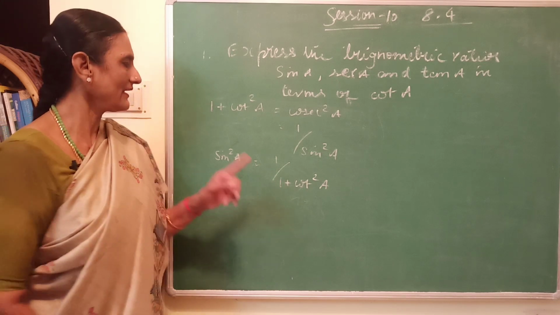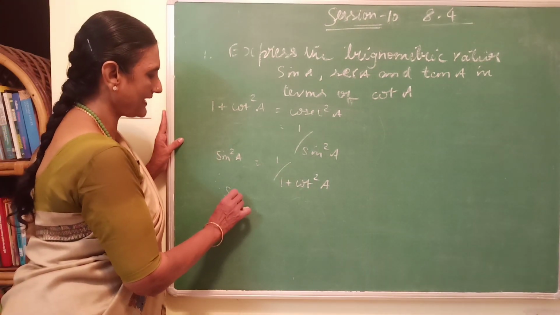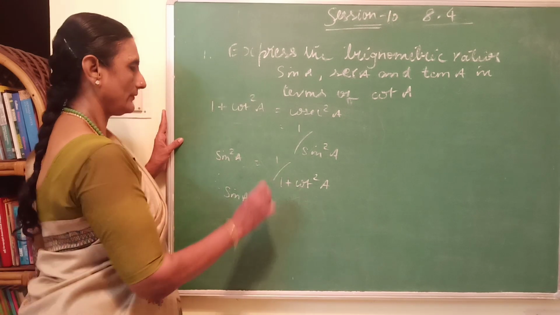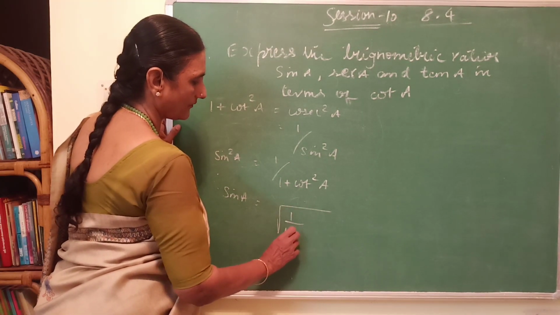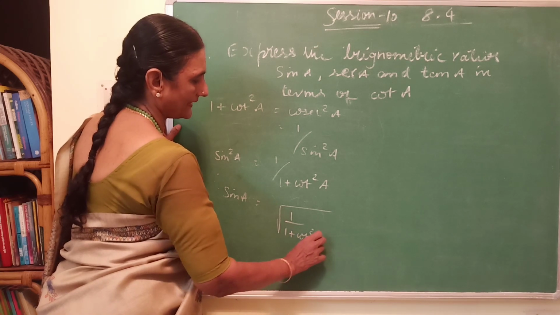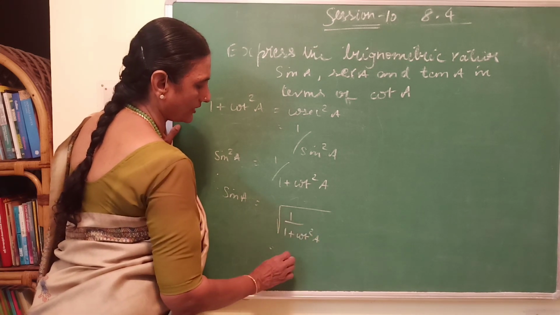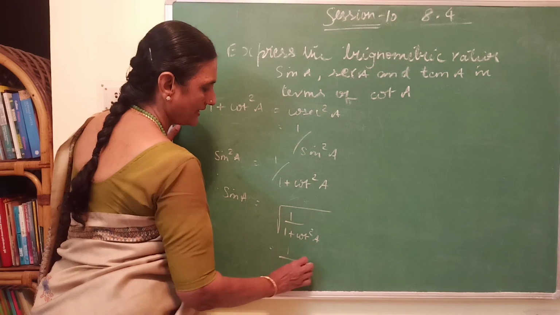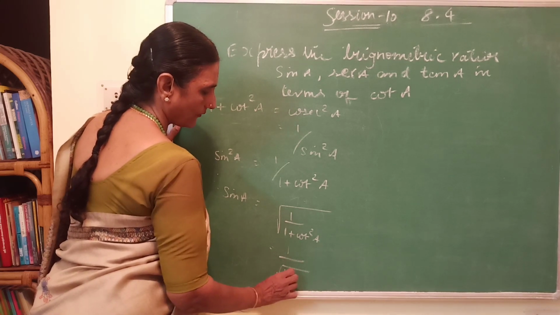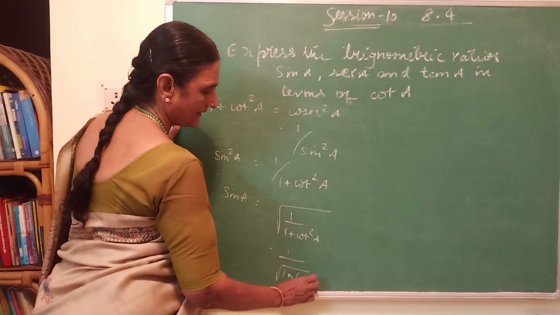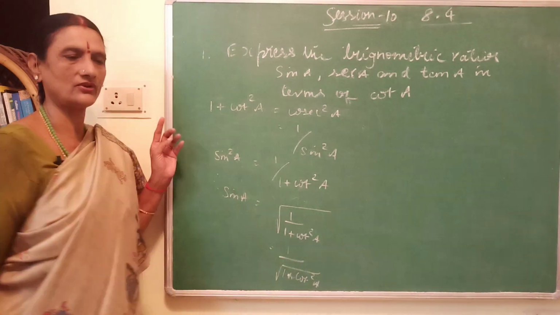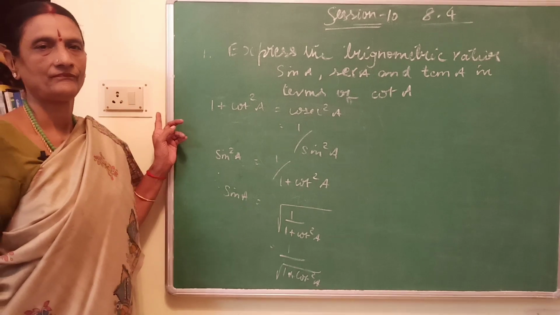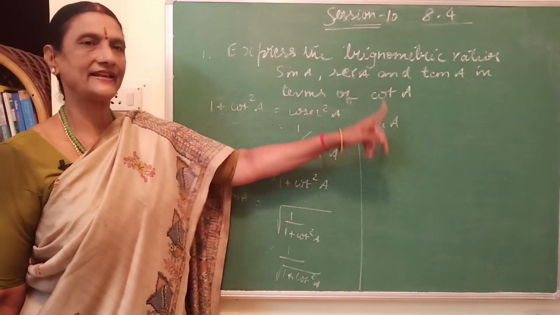Are you understanding? Therefore, sine A is equal to the square root of 1 divided by 1 plus cot square A. So, square root of 1 is obviously 1 only. So, 1 divided by the square root of 1 plus cot square A. So, we have got it in terms of cot only. I want you to check your answers. So, the next we have got secant A.